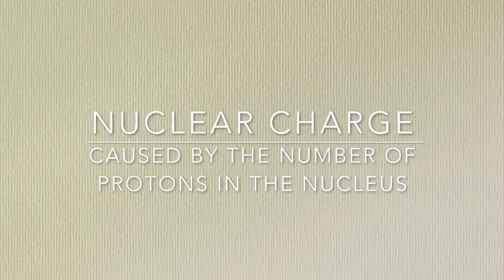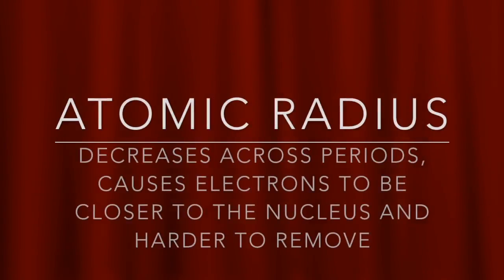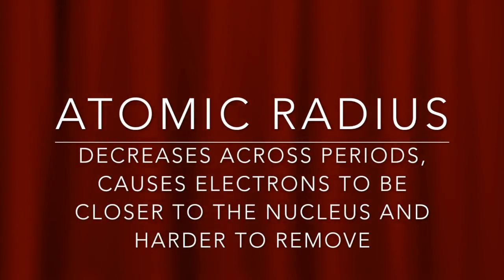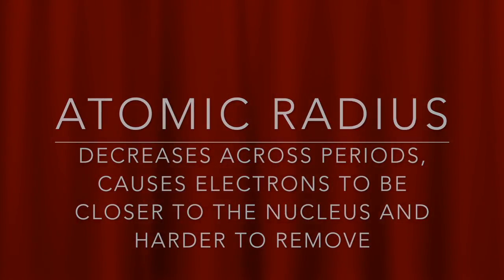The higher the nuclear charge, the more attraction there is between valence electrons and the nucleus. The higher the nuclear charge, the harder it is for electrons to be removed from an atom. Atomic radius decreases across periods, causing ionization energy to increase across periods. The smaller the atomic radius, the closer the electrons are to the nucleus, and the harder they are to remove.